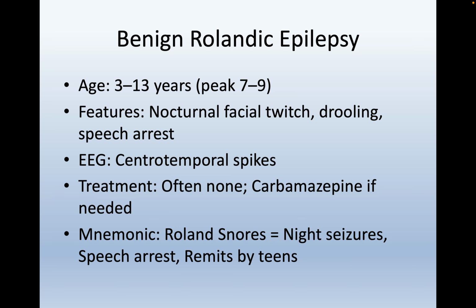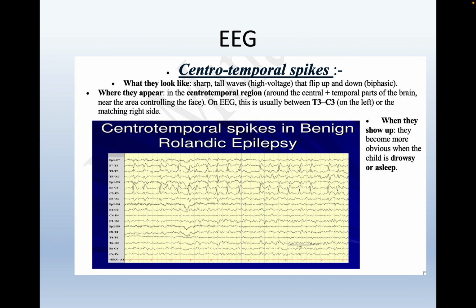Nocturnal facial twitches, drooling, and speech arrest, with a centrotemporal spike, which is very characteristic on EEG, and it is usually benign. What do you think the treatment is? Nothing, no treatment for this unless it interferes with daily activity. There is nothing to be given, and only carbamazepine could be used if needed. Okay, this leads to our next slide.